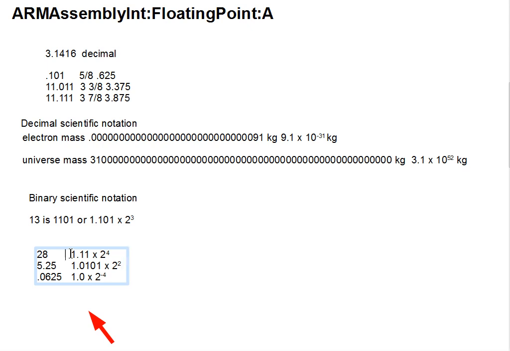And if it helps clarify why that is so, remember that 28 is 11100. That's 4 plus 8 plus 16 is 28. And then shifting the decimal point to 1.11, we have 2 to the fourth power. Likewise, 5.25 is 101.01. And shifting by 2, we get 1.0101 times 2 to the second power. 0.0625 is 0.0001, and so that equals 1.0 times 2 to the negative fourth power.